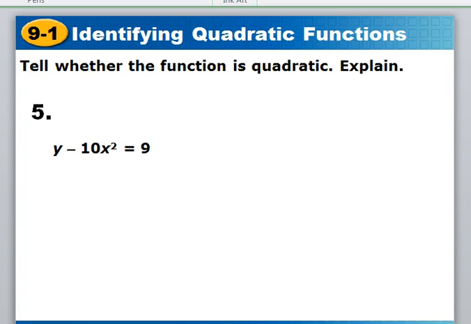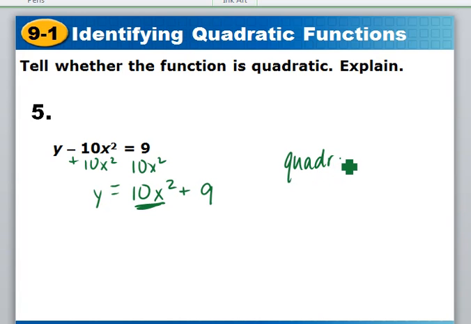On my next example, if I look at this, I could put it in that typical form, ax squared plus, there is no bx, plus c, to see whether or not it's quadratic. But I really don't even need to do that necessarily because there is only one x squared term, and since there is an x squared term, it is a quadratic. So this is a quadratic because there is an x squared term.